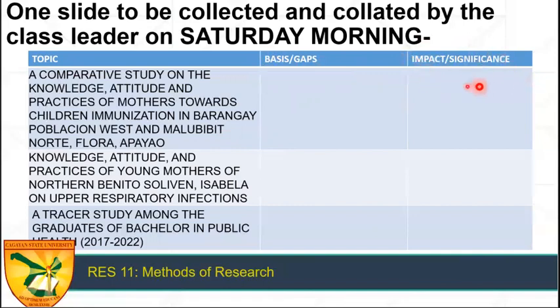Next is its impact or significance. What for is your study? So I am just expecting bullets for this one. So this one is for like policy recommendation for the DOH, for example, new intervention for health promotion.